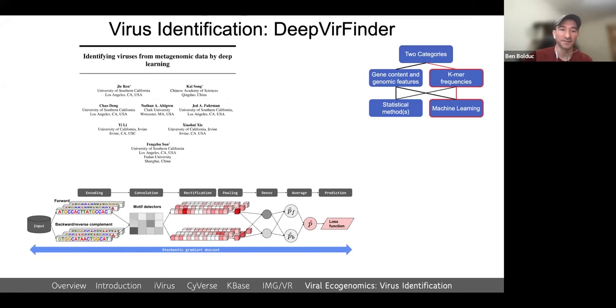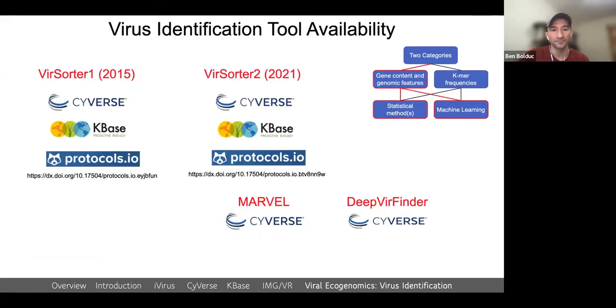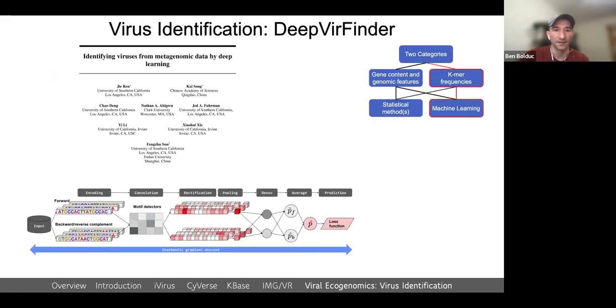I won't go into details here, but basically, they fed a whole bunch of known viruses into various machine learning algorithms, identified which k-mer frequencies were most indicative of being able to differentiate between a virus and a non-virus, and basically built a model for that. Yes, I think that's all I had here.